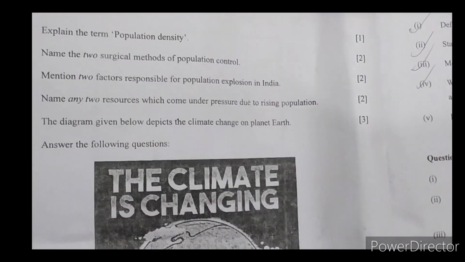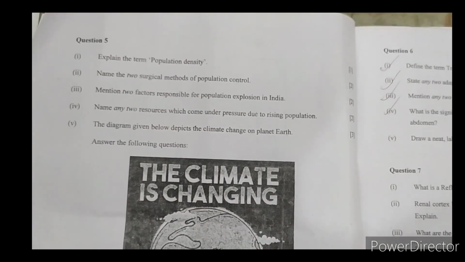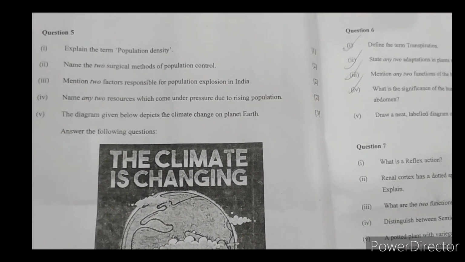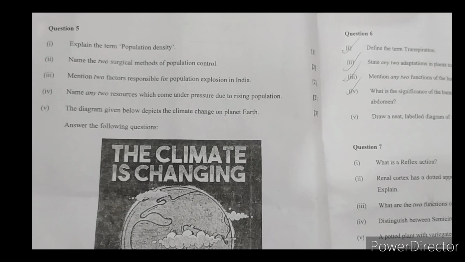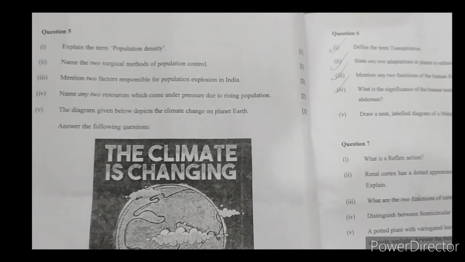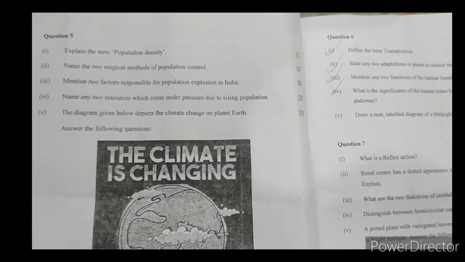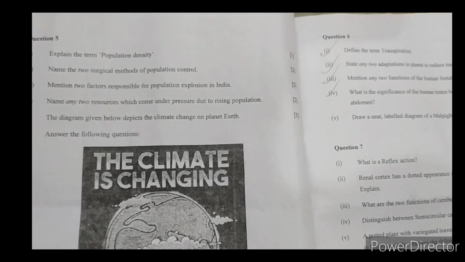Next we come to question number 5. Explain the term population density. Now in population density you have to define it. That is number of people per square kilometer at any given time. That is the population density. Mention 2 surgical methods of population control. One is in males, that is vasectomy, and in females the cutting of fallopian tube, that is tubectomy. So you can write tubectomy and vasectomy.